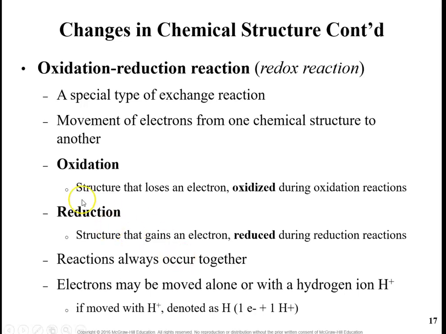Oxidation-reduction reactions always occur together, and the electrons may be moved alone or with a hydrogen ion. So if it's moved alone, we denote that as just an e with the negative sign to denote electron. But if it's moved with a hydrogen ion, we denote it as H, right? And this is because one hydrogen ion plus one electron equals a hydrogen atom, symbolized by H.